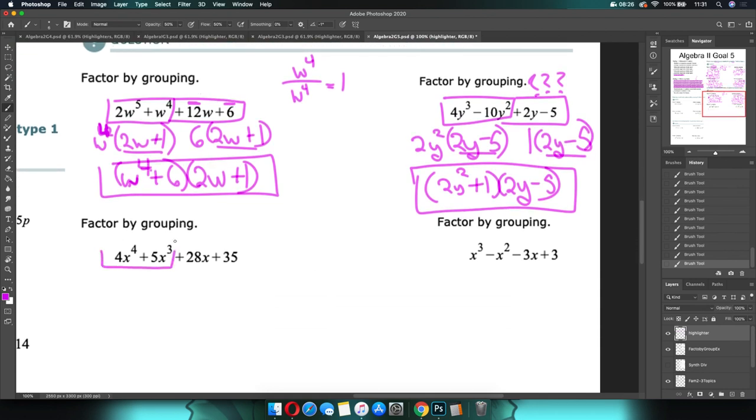So if we're looking at this one and this one, 4 and 5, they don't have anything in common.